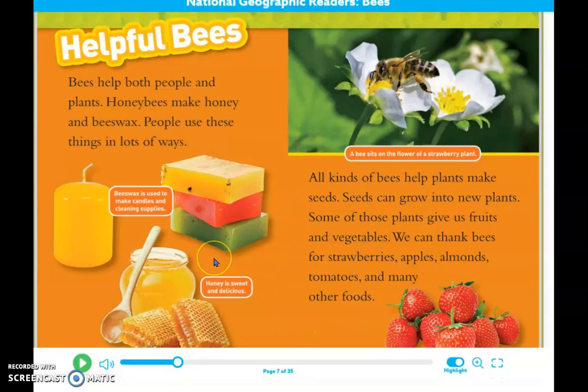So, on this page, we talked about how honeybees can make honey and beeswax. We can use beeswax to make candles and cleaning supplies, and honey is a sweet and delicious treat. So we use those products right from the beeswax or the honey. Now, this part of the text said that bees help plants make seeds, and seeds can grow into new plants. So, when bees help plants make seeds, those seeds can grow into fruits and vegetables that we can eat. That's another way that bees are helpful to humans.